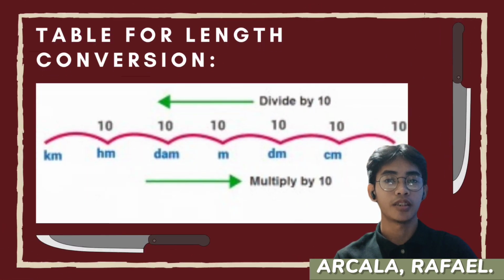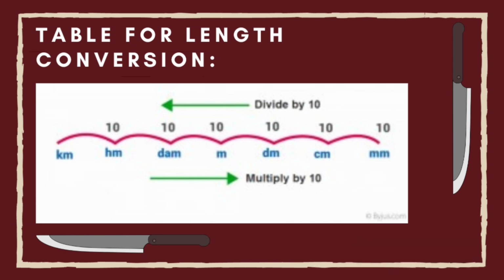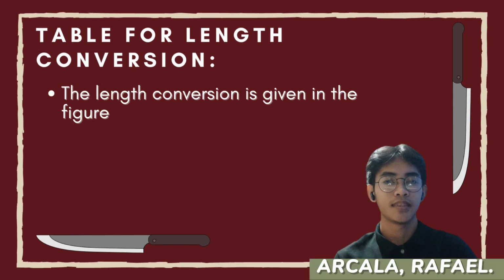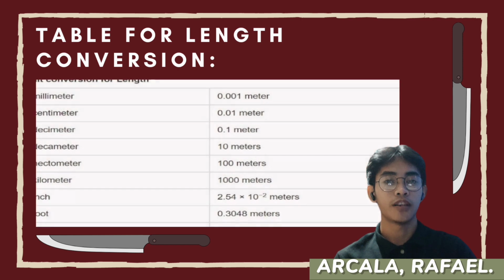Table for length conversion. The conversion of units related to length can be represented as the figure shown. The length conversion is given in the figure represented. The relation between the adjacent unit varies by the multiple of 10, moving left to right, and vice versa. Example, moving right to left, the figure shown is the table for conversion for length.